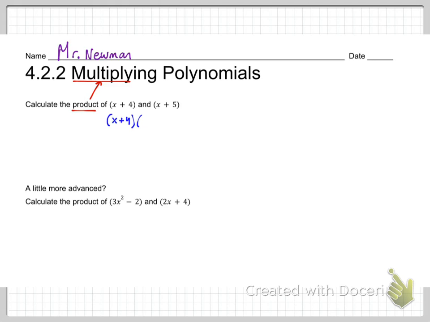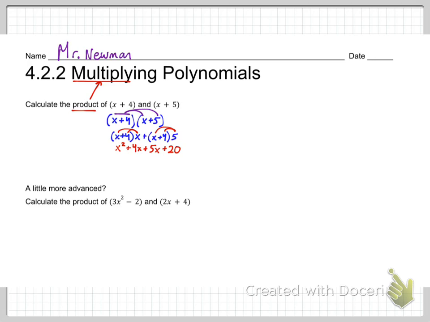So we're just going to write these two next to each other like we're multiplying. You guys know that we distribute twice, so I'm going to distribute the x plus 4 across to the x and to the 5. So we get something like this. Then we distribute back, so the x goes back to the x and to the 4, and the 5 goes back to the x and the 4 as well. So we get x squared plus 4x plus 5x plus 20, because 4 times 5 is 20.